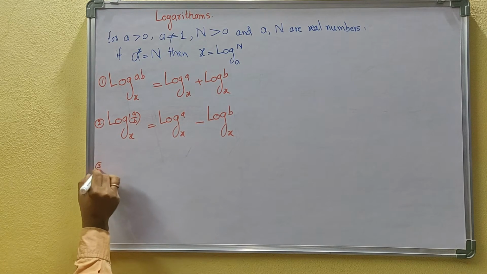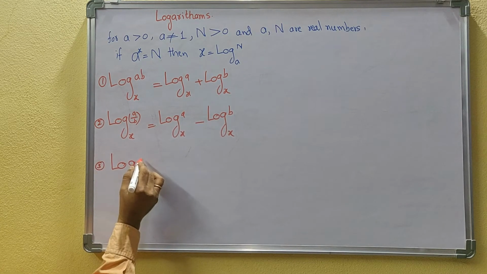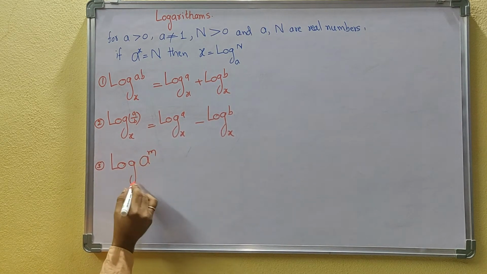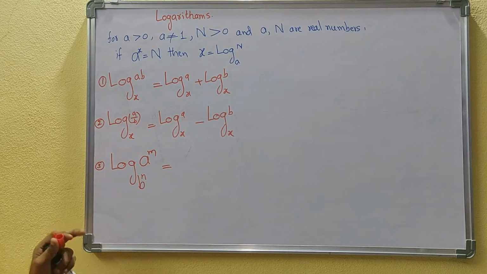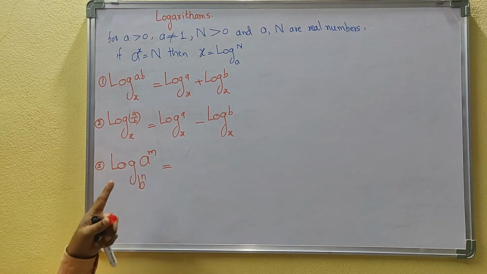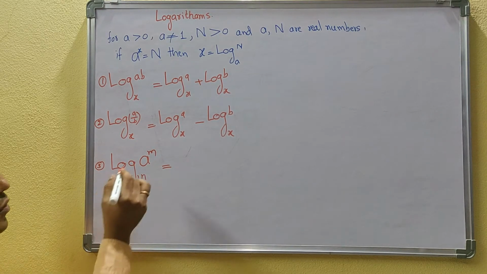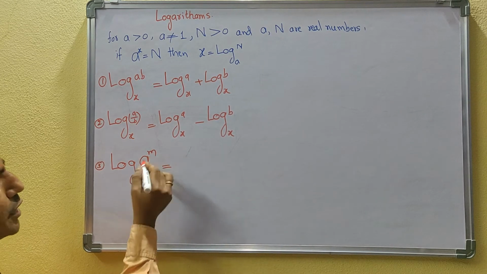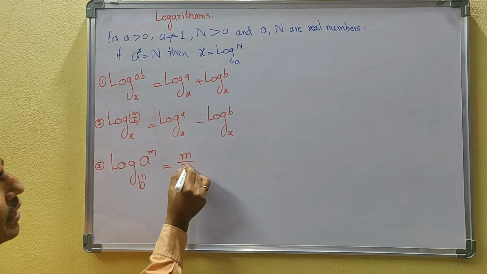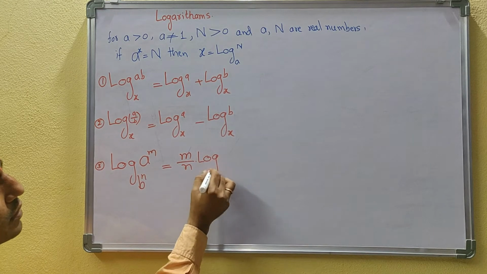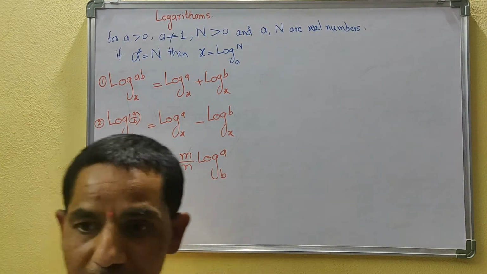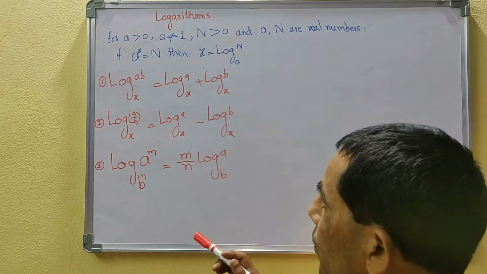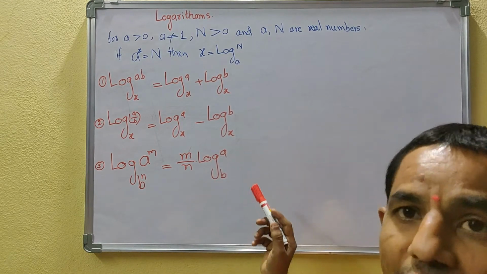Next, third one: log a to the power of m, base b to the power of n, is equal to, first of all you take the exponents, that is m by n into log a to the base b. Once again, it is very important: log a to the power of m base b to the power of n is equal to m by n into log a base b.